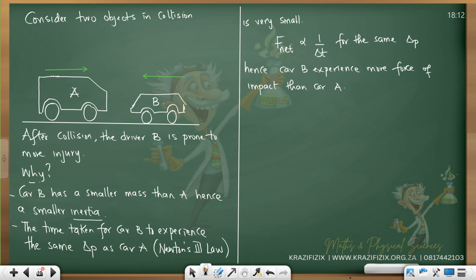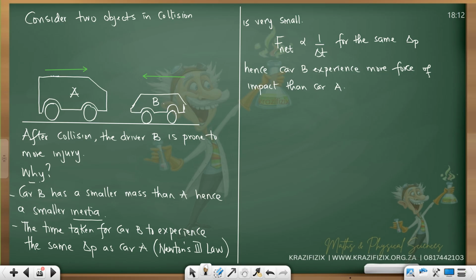The time taken for car B to experience the same change in momentum, already that is force, because force is delta P over delta T. So I'm already mentioning time and delta P, that's force. And I'm bringing in Newton's third law. But the time is very small. And that's my formula. F net is inversely proportional to time. The shorter the time, the more the force. Hence, car B experiences more force of impact than car A.